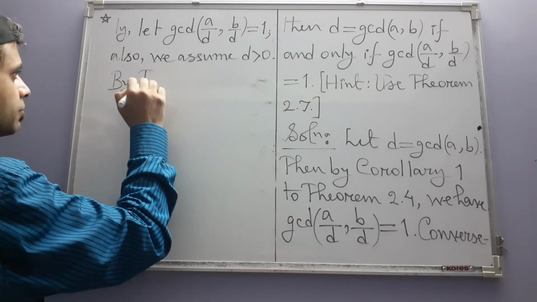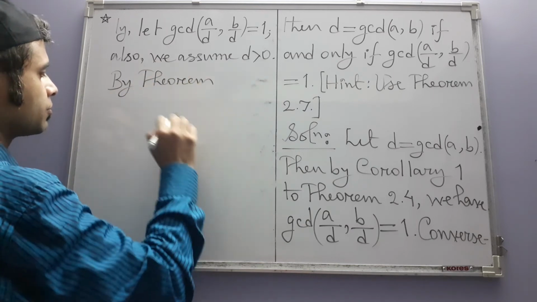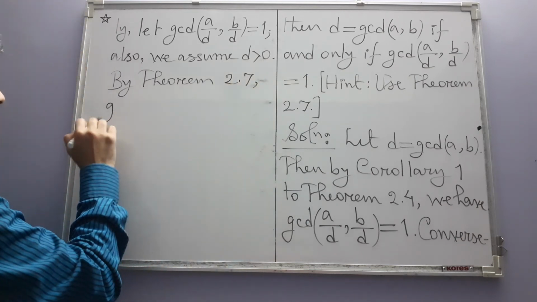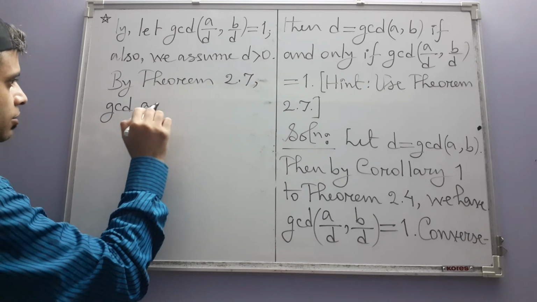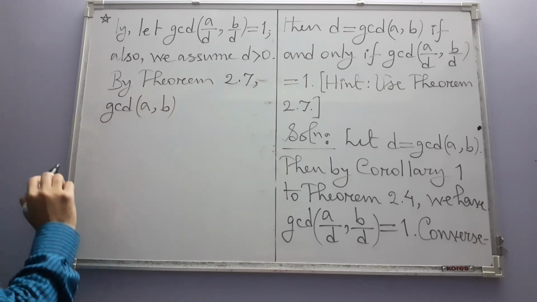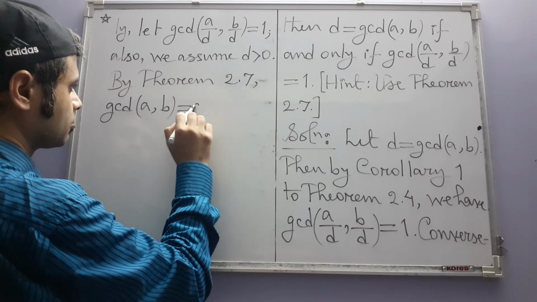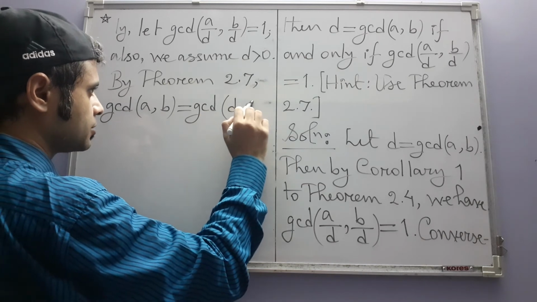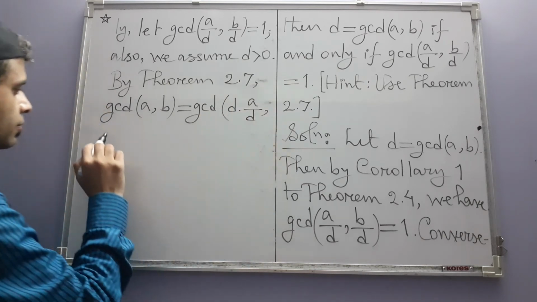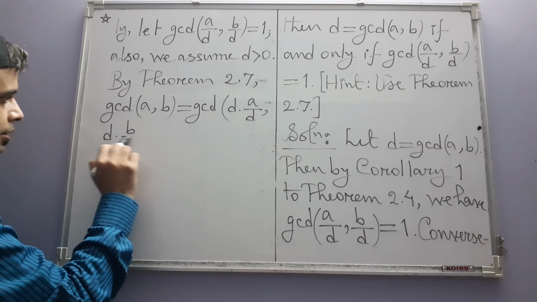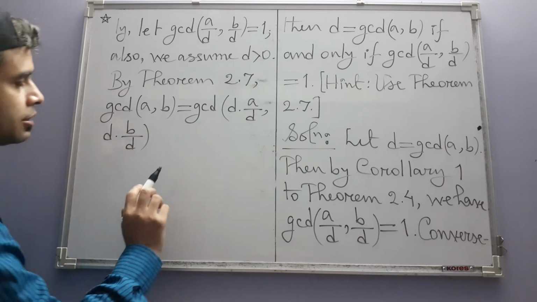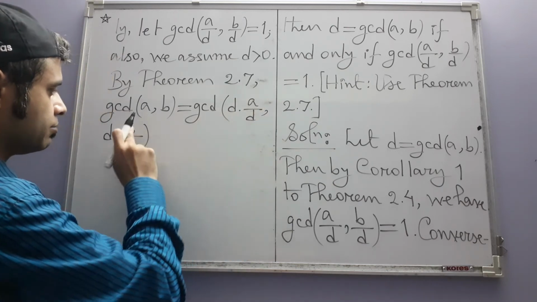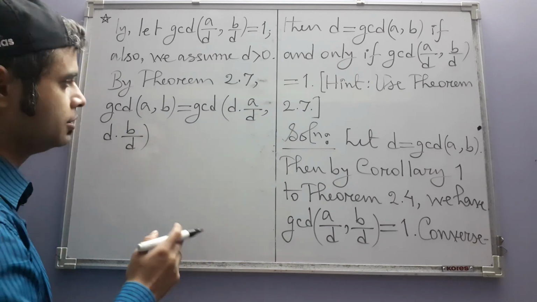By Theorem 2.7. What is our aim now? We now have to prove that this GCD should be equal to D. We can of course write it as D times A divided by D and D times B divided by D. Note that because it's given that D is a common divisor of A and B, A divided by D and B divided by D, both of them are integers.